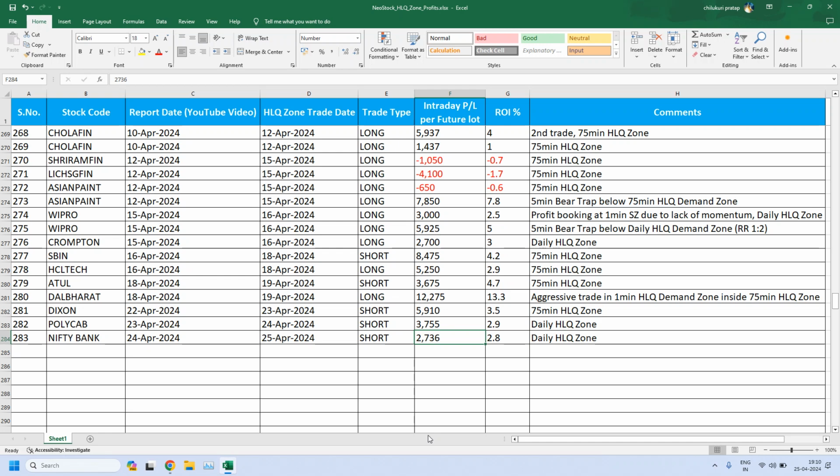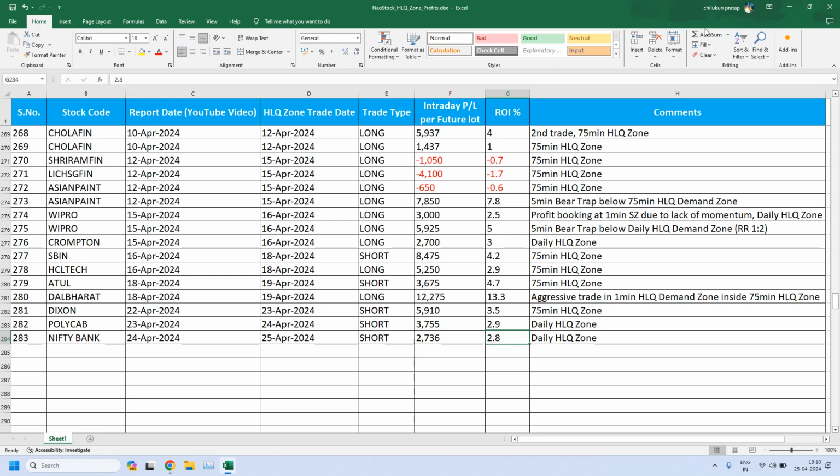So compared to the other futures, its value is less than 1 lakh. So that's why you got the ROI. Even though the profit amount is small compared to the earlier profits, still you got 2.8% intraday ROI. Remember, this is the last hour of the trading.